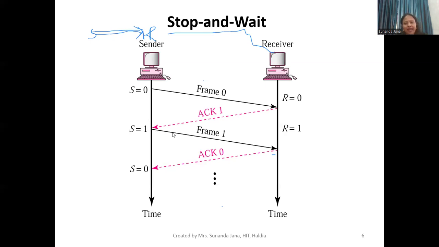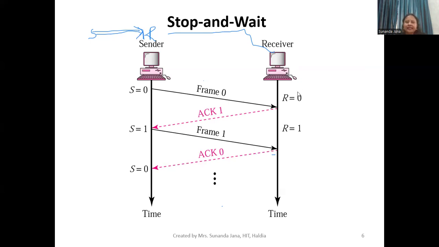The same thing will happen next: initially the sender sends frame 0, then it will send frame 1. And if it sends frame 1, the receiver will give acknowledgement 0. In that way the communication goes on between sender and receiver. Now, here you can see some variables, S on the sender side and R on the receiver side. On the sender side, the variable S keeps the number of the frame it has sent.